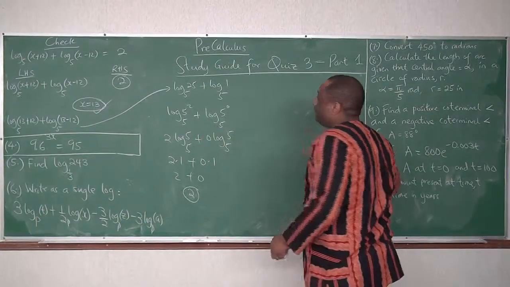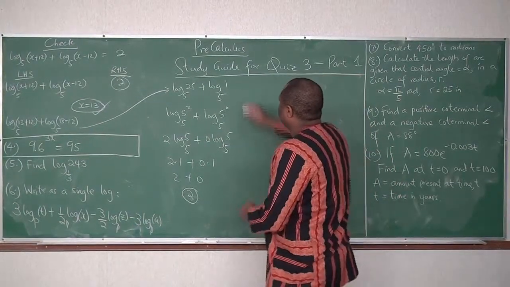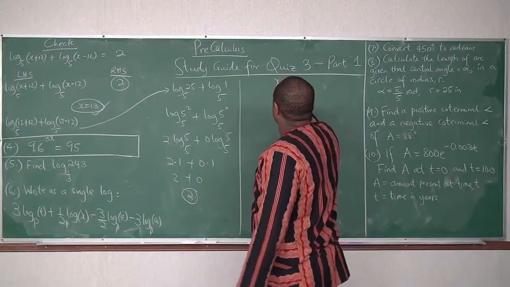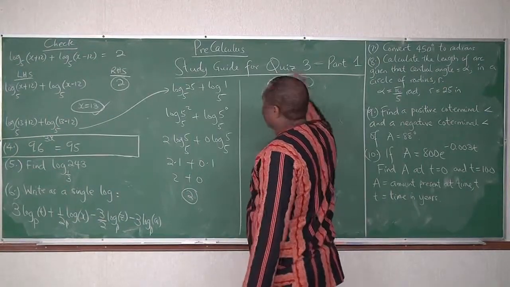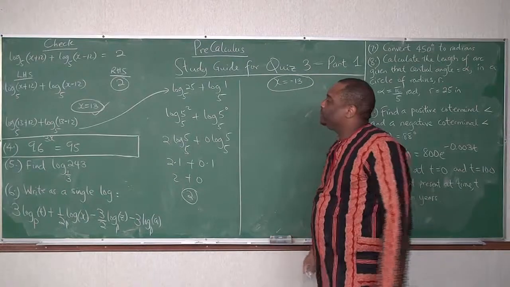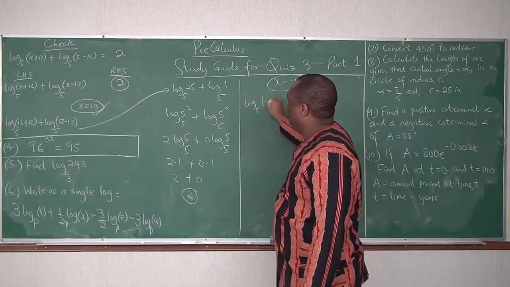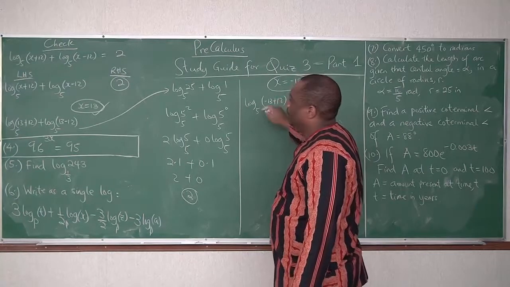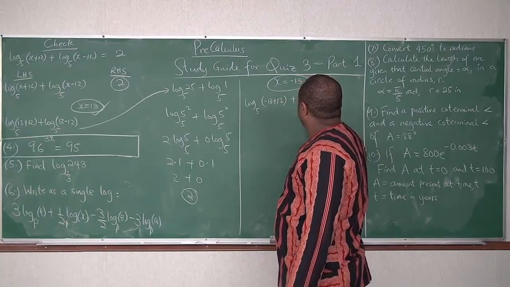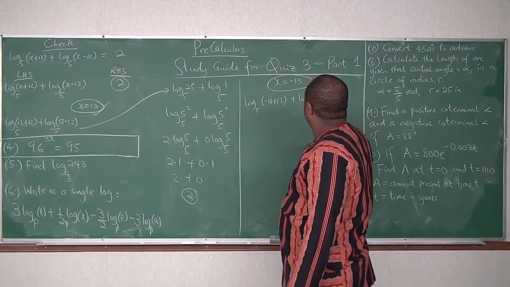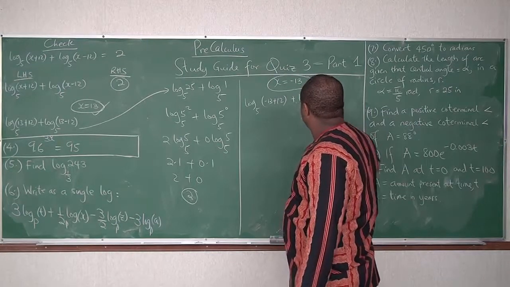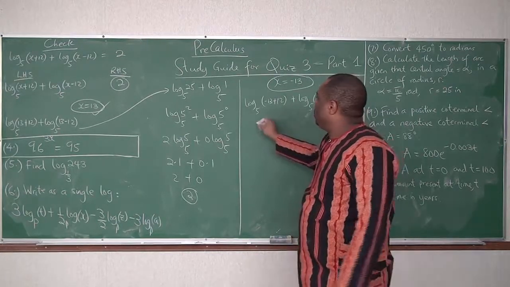Okay, now let's check for x equal to negative 13. See what we got. This will be what now? Log base 5 of negative 13 plus 12, plus log base 5 of negative 13 minus 12. Okay, now this will not work.